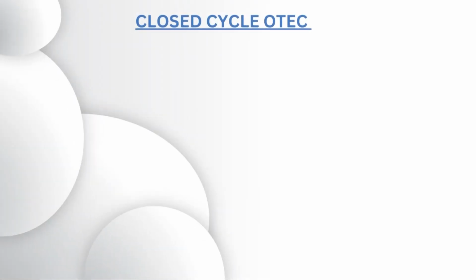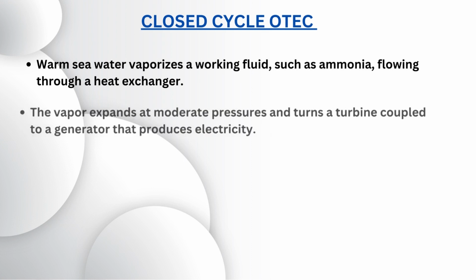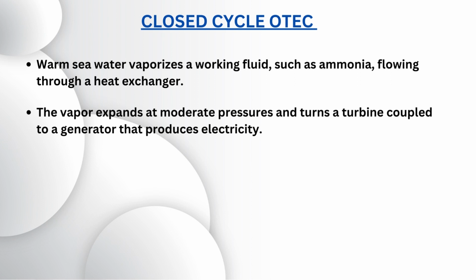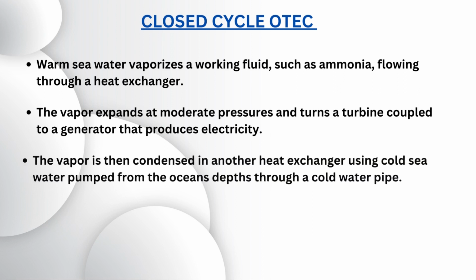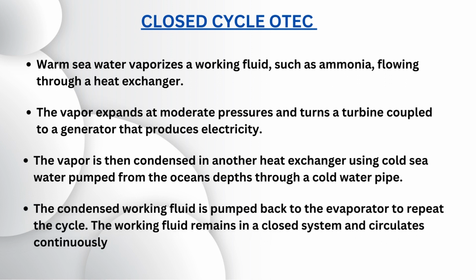We have discussed that warm sea water vaporizes a working fluid such as ammonia, used as a secondary fluid flowing through a heat exchanger, and the vapor expands at moderate pressure and turns a turbine coupled to a generator that produces electricity. This vapor is then condensed in another heat exchanger using cold sea water pumped from the ocean depths through a cold water pipe, and the condensed working fluid is pumped back to the evaporator to repeat the cycle, and the working fluid remains in a closed system and circulates continuously.